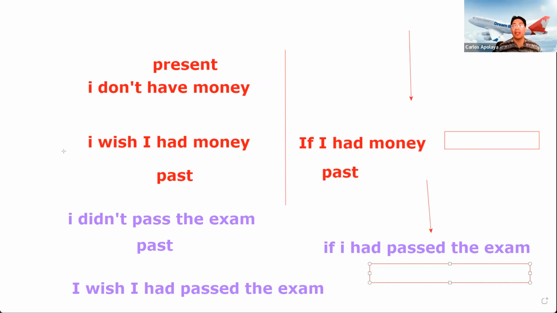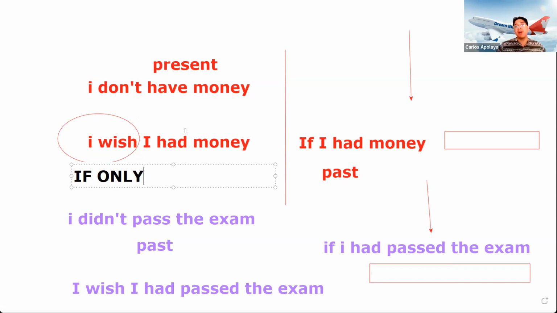Another word that you can use instead of I wish is if only. You can say, if only I had money, or I wish I had money. If only I had passed the exam. I wish I had passed the exam. Did you understand? Okay. If only I had money, sería. Yes, if only. You say, if only I had money. Or I wish I had money.